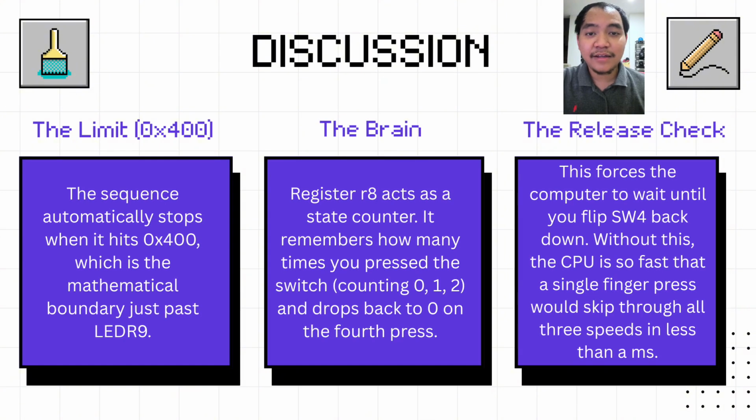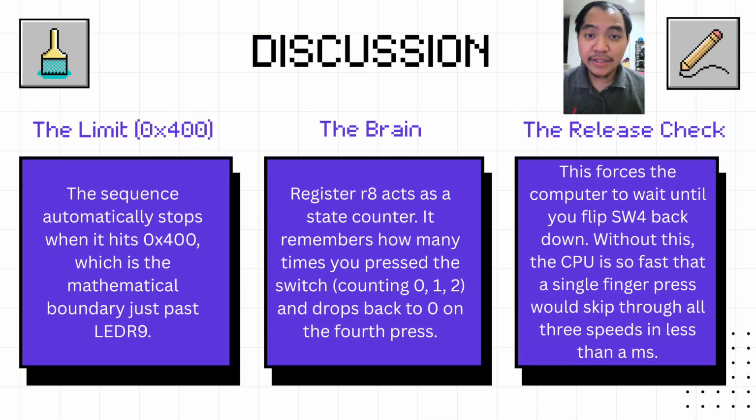After LED R9, the next shift becomes 0x400. So, 0x400 is not actually one of the LEDs that we want to display. It is used as the mathematical boundary to tell the program that the sequence has already passed LED R9. When the program detects this value, it stops the loop and turns off all LEDs.